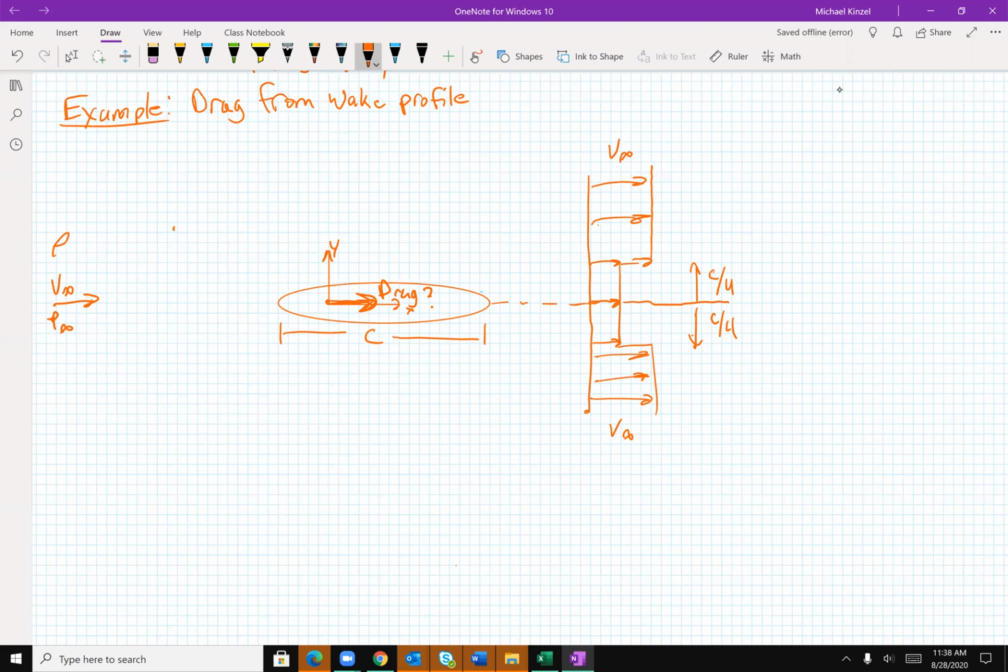So what do we want to do? How do we tackle this problem? First thing we do is we make our assumptions. For this case, we're going to assume rho is constant. Steady flow. Things aren't moving, these sorts of things. P approaches P infinity at far field.